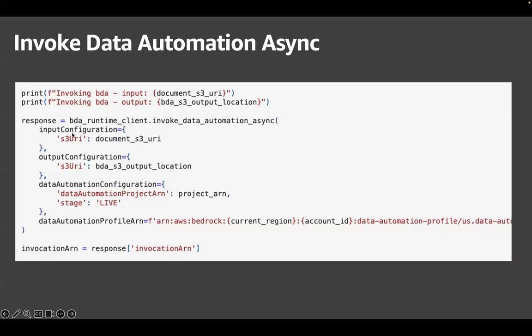And you provide the configuration, very similar to the configuration we did in the console, but you provide it here in JSON format. Also the output configuration, and so the S3 output location and similar. And the project ARN. The ARN is the unique identifier for this project, the BDA project that was created in a previous step. And then you make the call and you get the response.